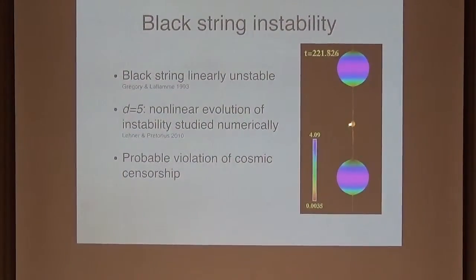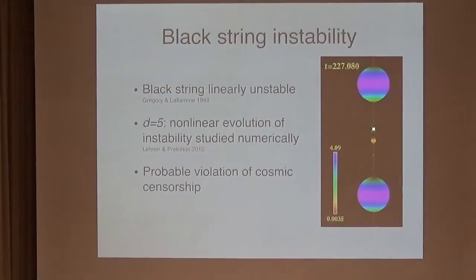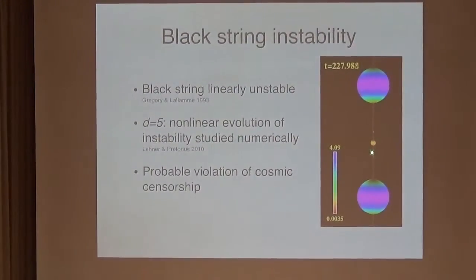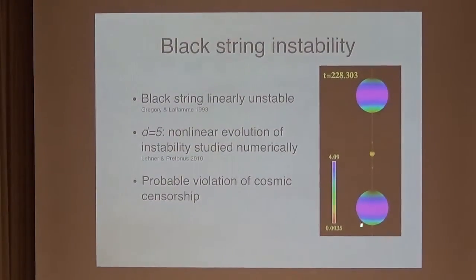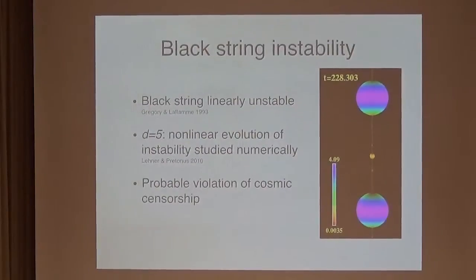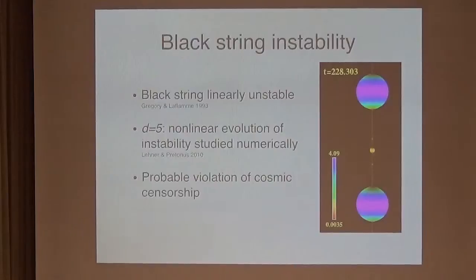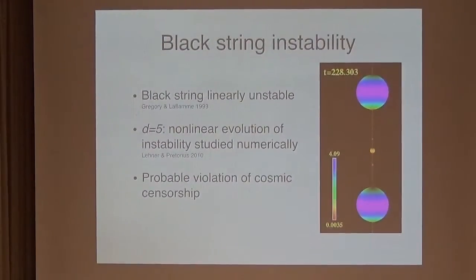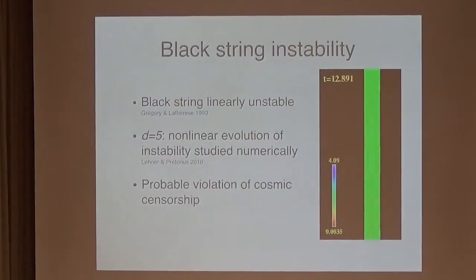Now that thin neck undergoes its own instability and forms an even thinner neck, which now undergoes an even smaller scale instability, which then is connected by an even thinner neck, and we get this hierarchy of instabilities occurring on smaller and smaller scales with thinner and thinner strings. And all of this is occurring within a finite time as measured by the asymptotic observer. Let me show you that again.